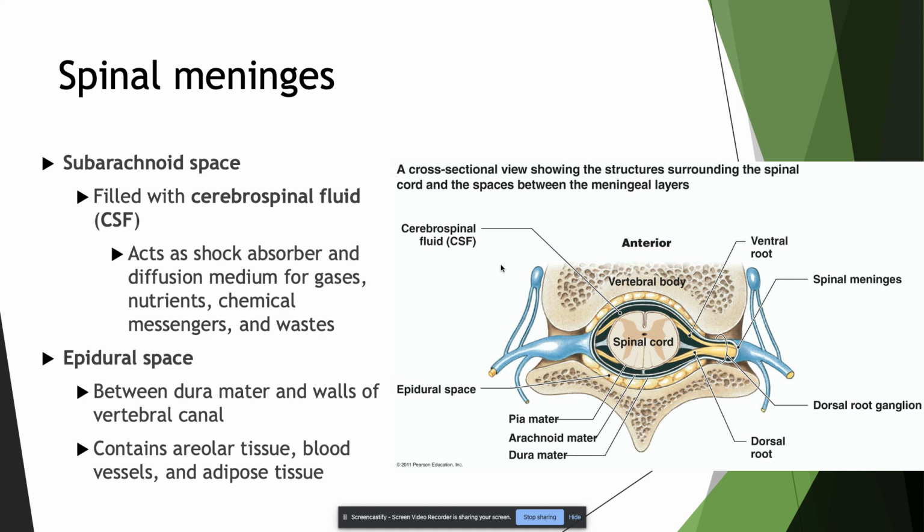In adults, the CSF can be safely withdrawn by a procedure known as a lumbar puncture or a spinal tap, in which a needle is inserted into the subarachnoid space in the lumbar region inferior to the tip of the conus medullaris.